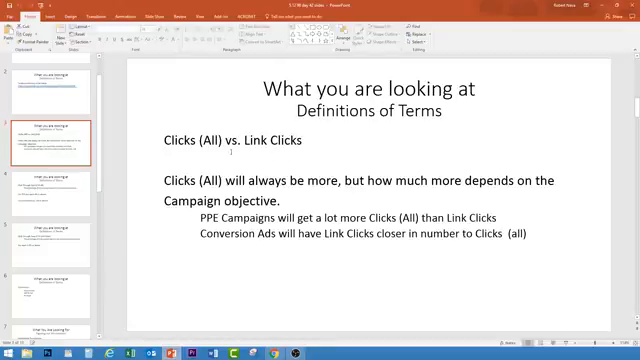So, link clicks and clicks, there's a big difference between them, and I'm going to show you what all of this is within the reporting. But I want you to understand that there is a difference right now. I'm going to go over the technical stuff in the slides, and then we're going to go to the reporting section in Business Manager and actually look at this stuff in action.